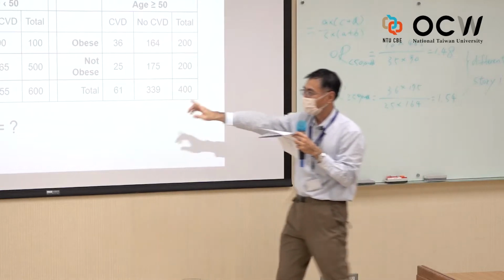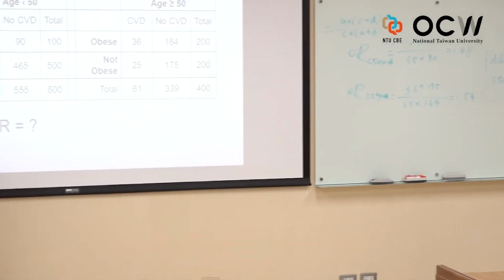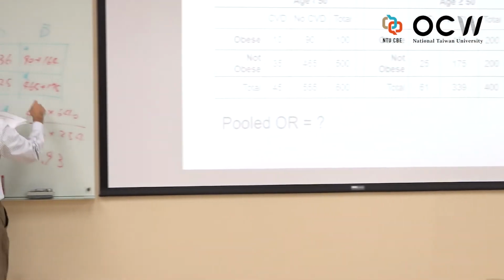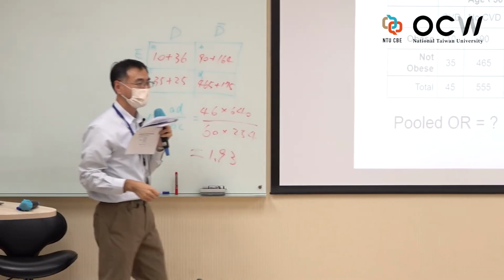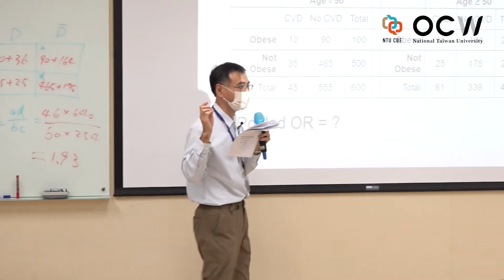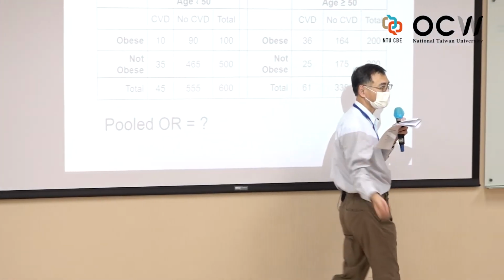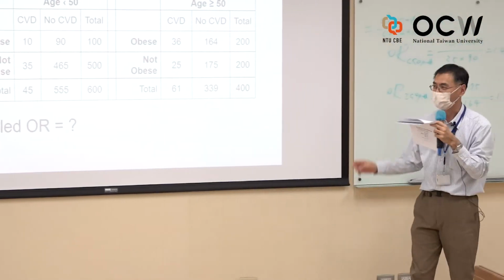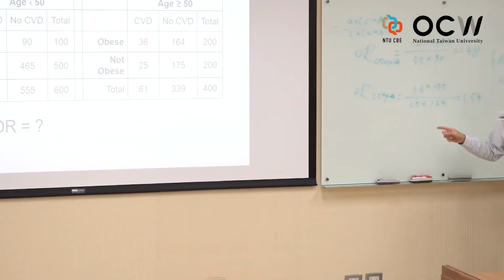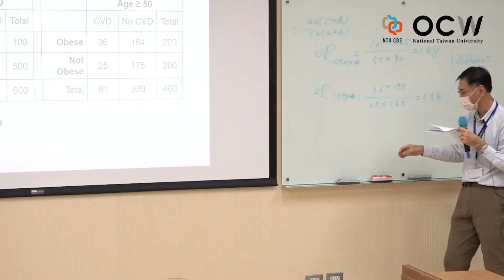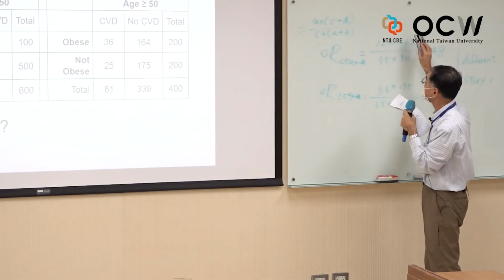That's the one without consideration of age. So I just simply add it up, so we call it the crude one. But we need to use the formula developed by Mantel-Haenszel to do the adjusted one. So I'm going to show you how to do that. I'll just simply use the formula.